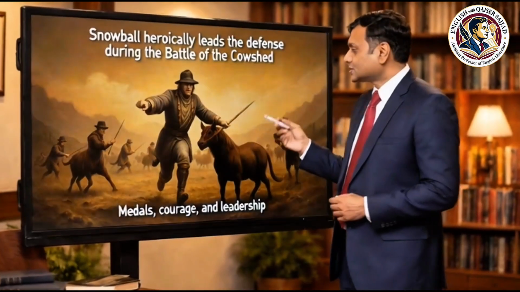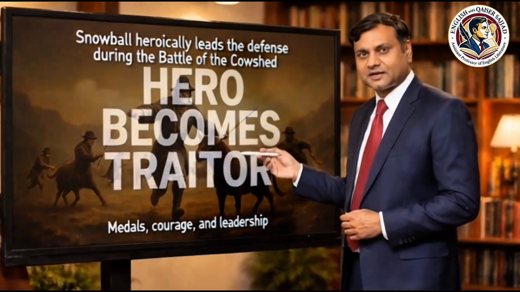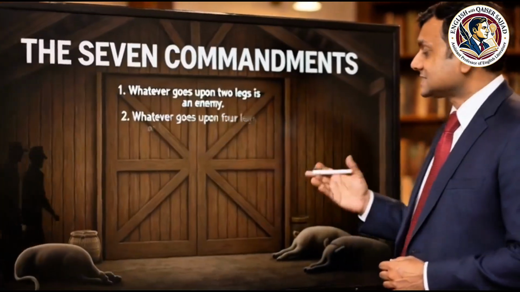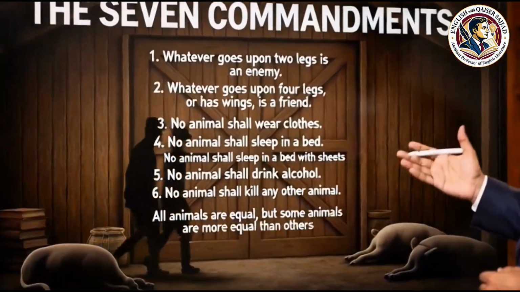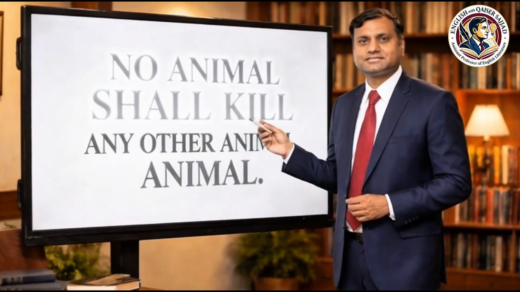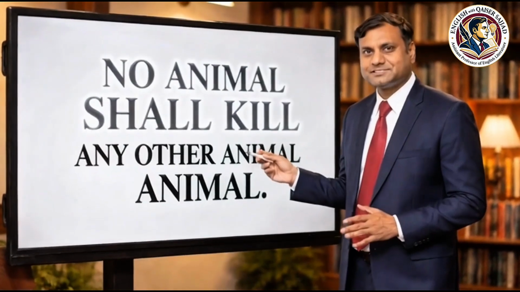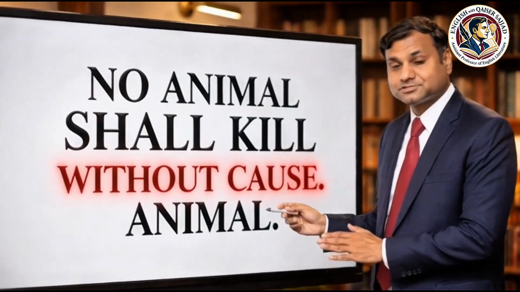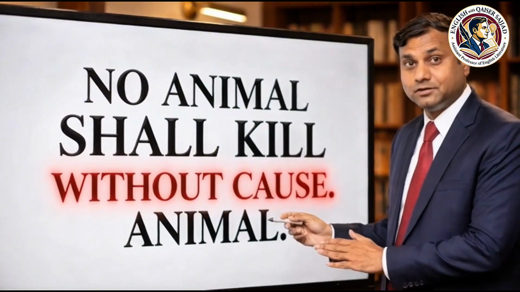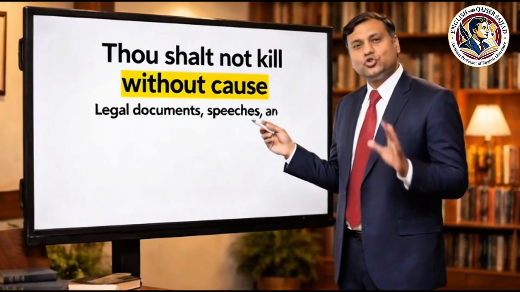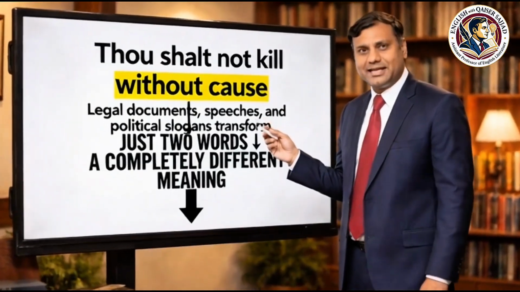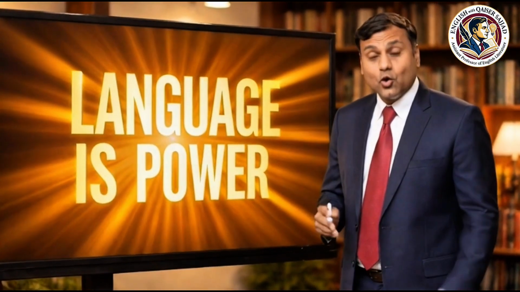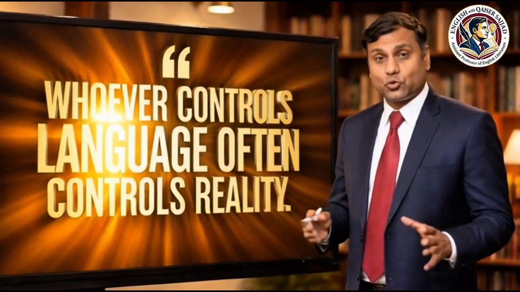For example, Snowball's heroic actions during the Battle of the Cowshed are later erased and replaced with false stories. Similarly, the 7 commandments are secretly altered. Consider this famous example. Originally, the commandment states, "No animal shall kill any other animal." Later, it becomes, "No animal shall kill any other animal without cause." Just 2 extra words completely transform the meaning. Orwell wants us to understand that language is power. Whoever controls language often controls reality.